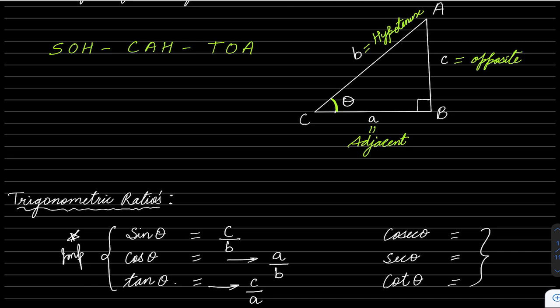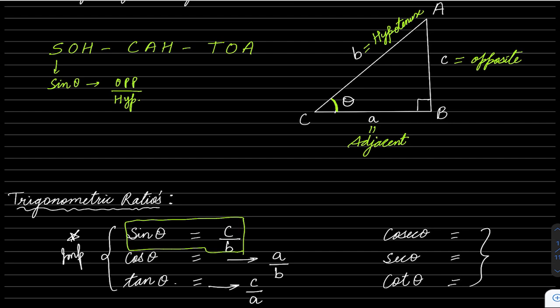Okay, so as you can see, sine theta is c over b. That means sine theta is nothing but the opposite side divided by the hypotenuse. So what is my opposite side? c. What is my hypotenuse? b. So as you can see here, sine theta is nothing but c over b.